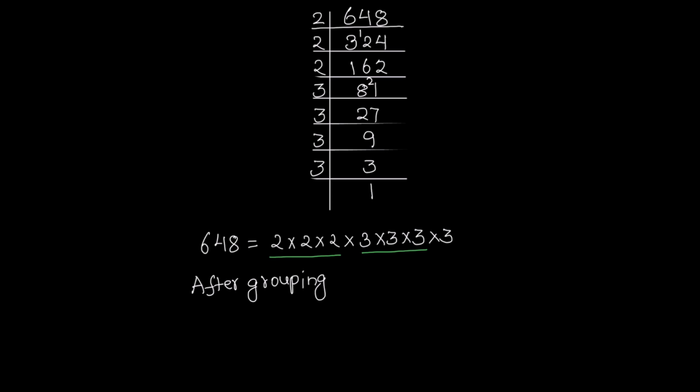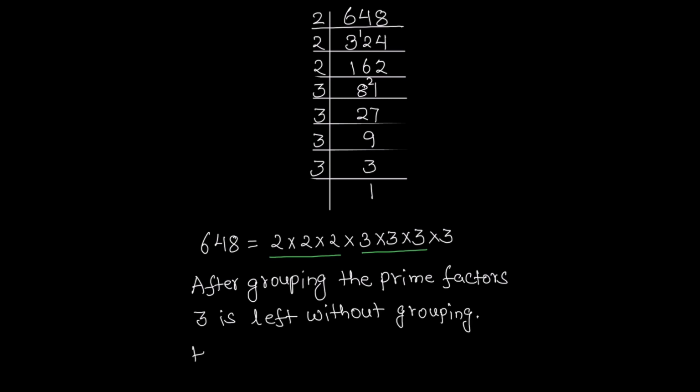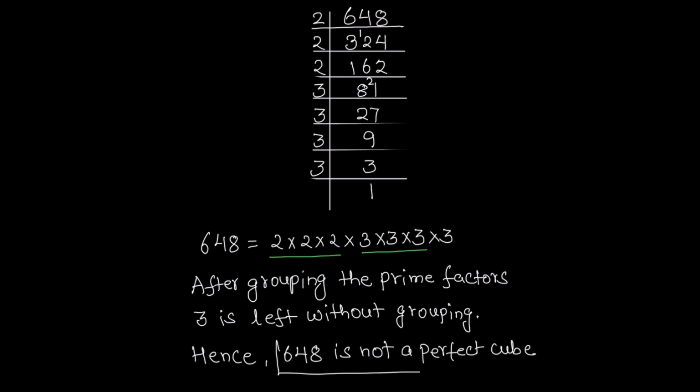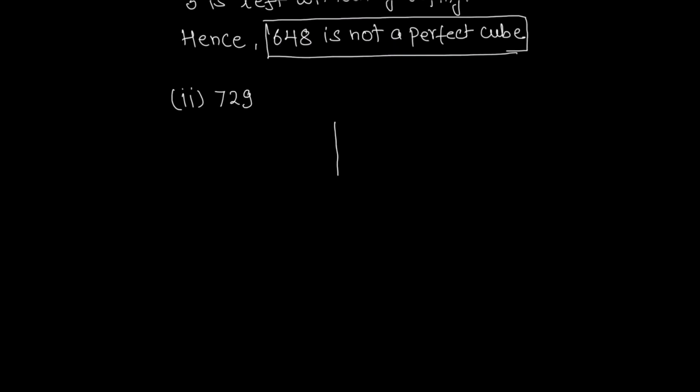So we'll write our reason. After grouping the prime factors, 3 is left without grouping. Hence, 648 is not a perfect cube. So this is our final answer. We are going to box this, that this is not a perfect cube, and now we'll check the second number which is given to us, which is 729. To check this number too, we need to find the prime factors of this number.